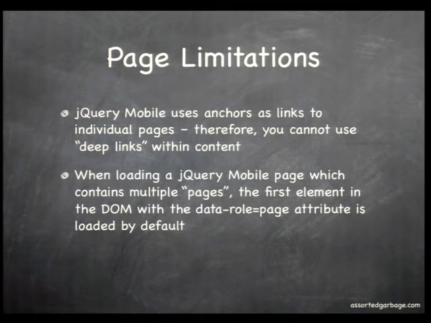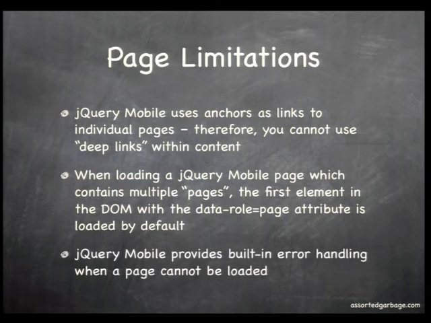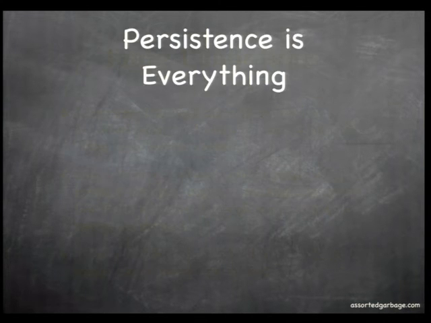Now, the other thing that you need to be aware of is that when we call to a page that has that data structure, whatever the first element is that we hit that has a data-role equals page, that's what will be displayed. Okay? You can, however, target other ones. All right? And finally, there is built-in error handling as well. So if something happens on the way to that page, jQuery Mobile will take care of telling the user, hey, an error has occurred, I couldn't load the page or whatever.